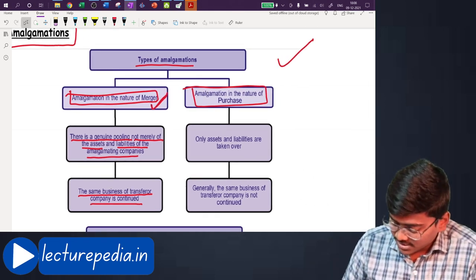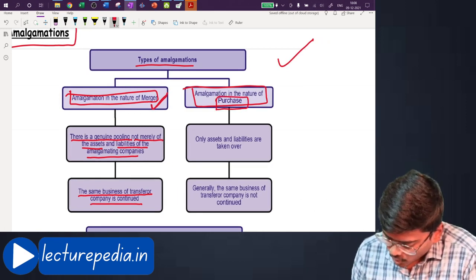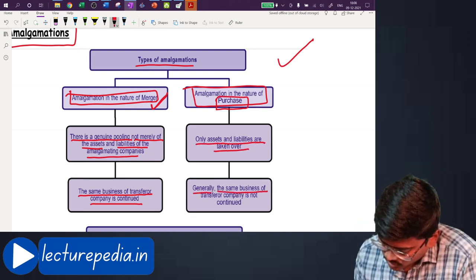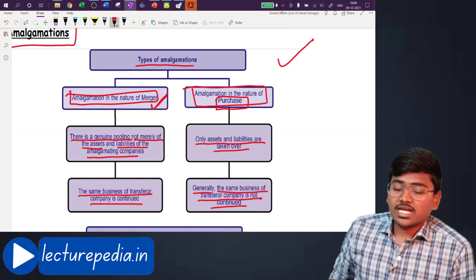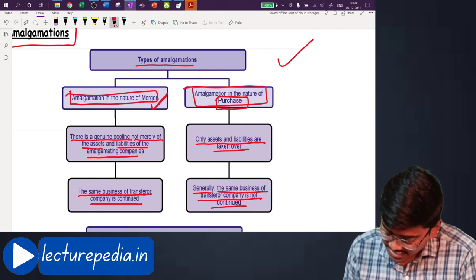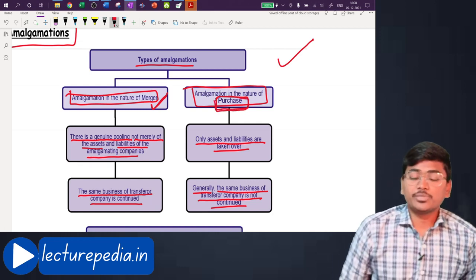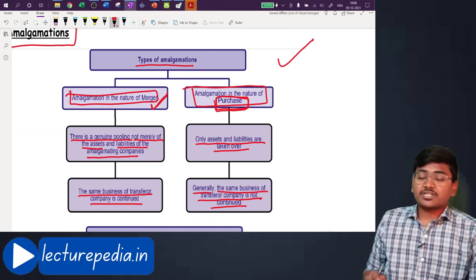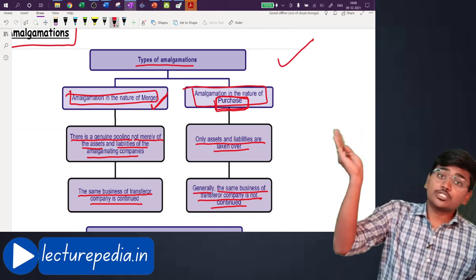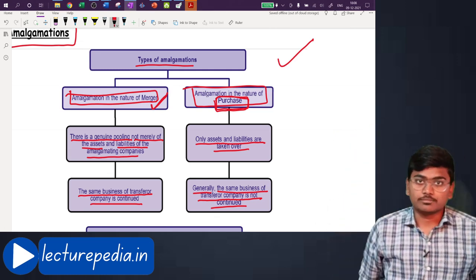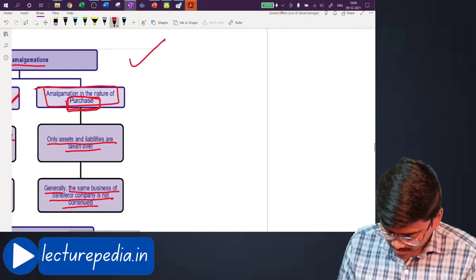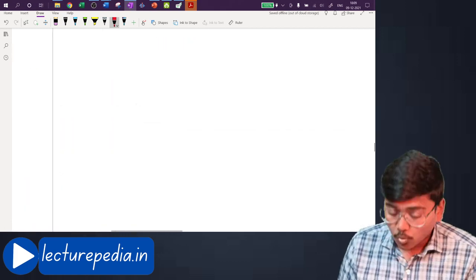Now, amalgamation in the nature of purchase. Here only assets and liabilities are taken over. Generally the same business of transferor company is not continued. See here, the term specifies purchase. That means it only purchases assets and liabilities of transferor company, and this transferee company will not continue the business that was being carried on by that transferor company. Hope this is clear to you. Therefore, the difference between amalgamation in the nature of merger and purchase is only with respect to business.